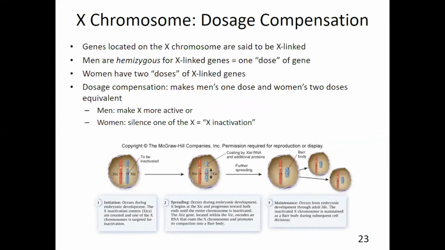Because women have 2 copies of the X chromosome, while men only have 1 copy of the X chromosome, there is what we call dosage compensation.